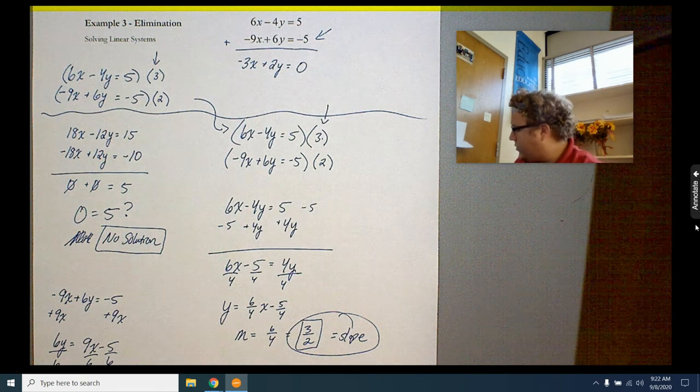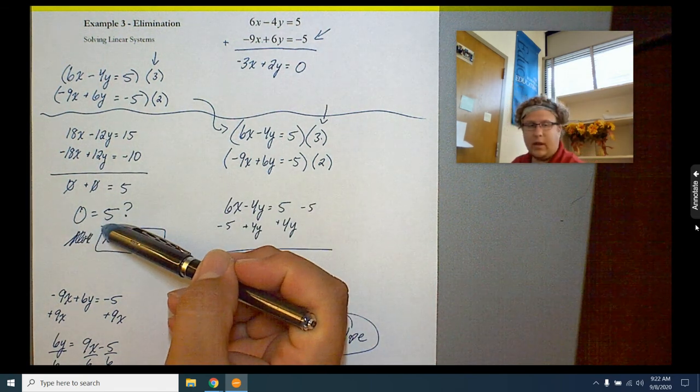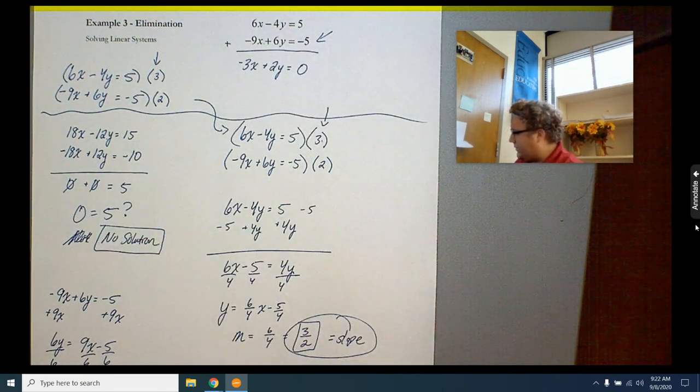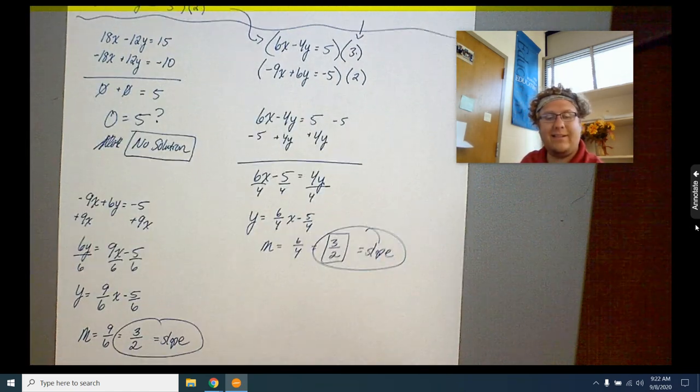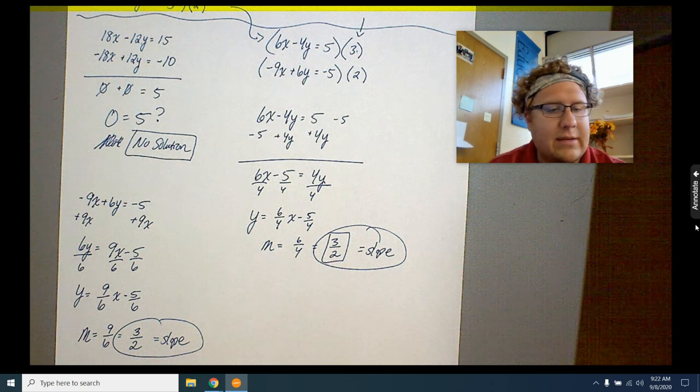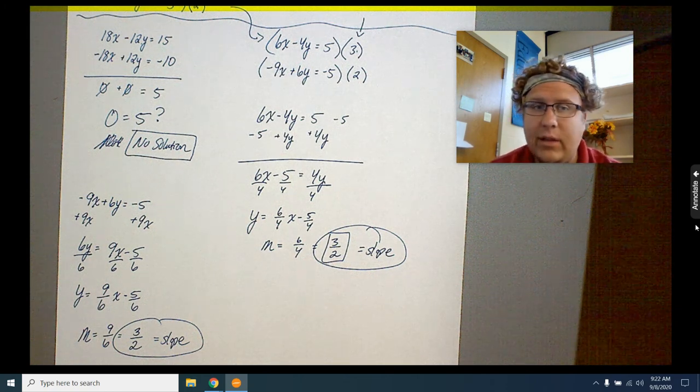Okay, so if you use elimination, you're going to get to 0 equals a number. If you examine the slopes, you'll see that they are the same. There they are, 3/2. And that's how to do elimination.